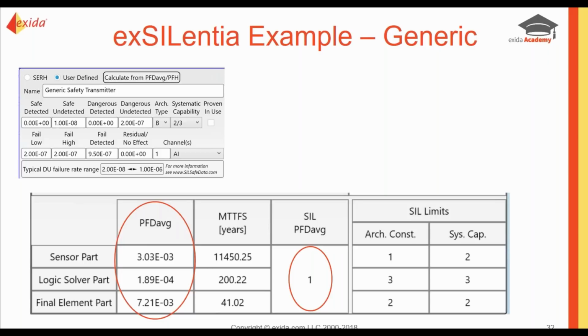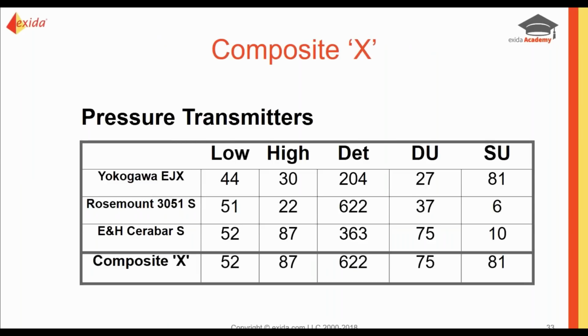But before you do all that, first ask yourself, is that really necessary? Well, do you really need to be using generic in your calculations? Could you be using something like a composite failure rate for your device options instead of a generic? What do I mean by this composite failure rate?